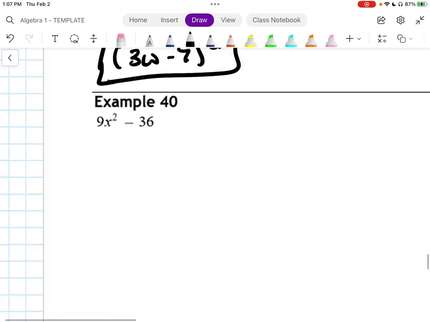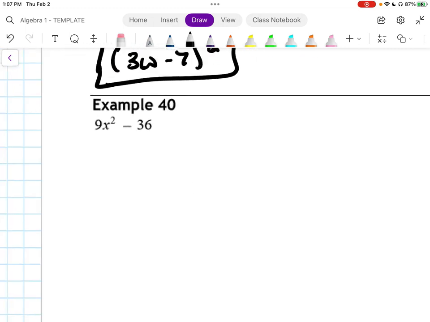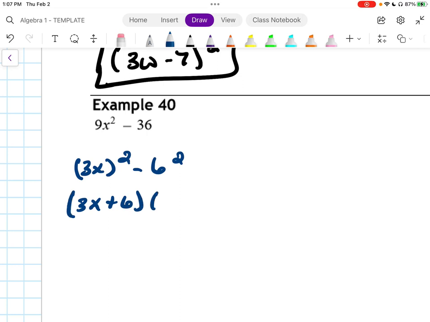Number 40. Going back to a binomial. This one here is the difference of two squares. It's going to be 3x squared minus 6 squared. This is going to be, what, 3x plus 6, and then 3x minus 6.